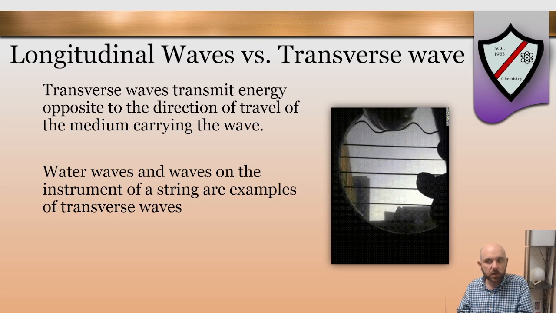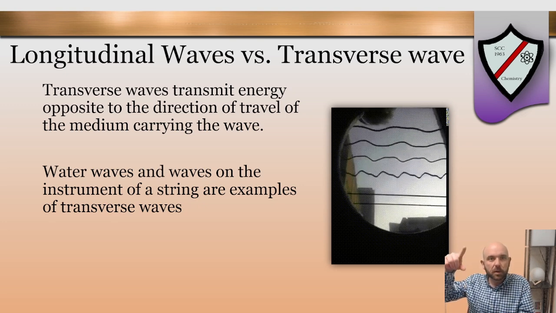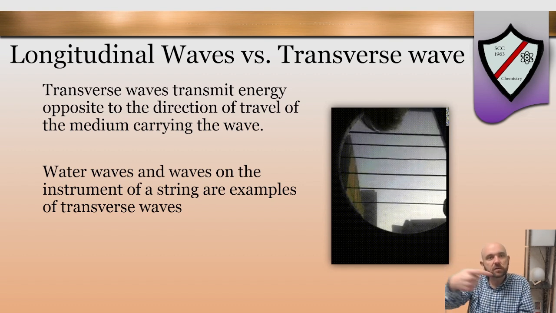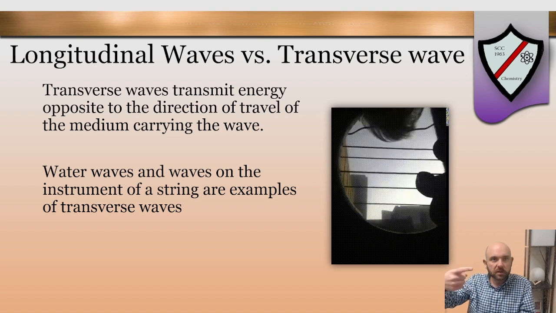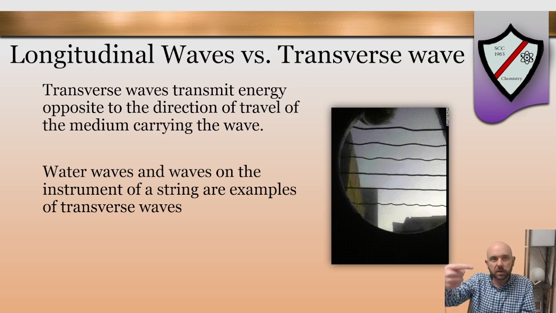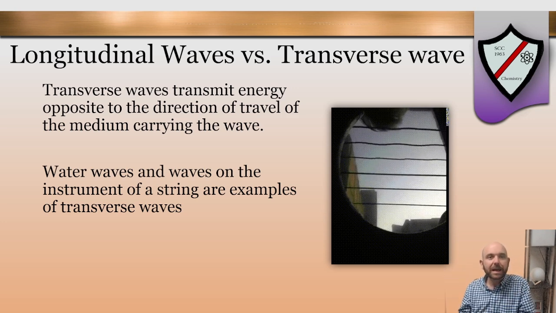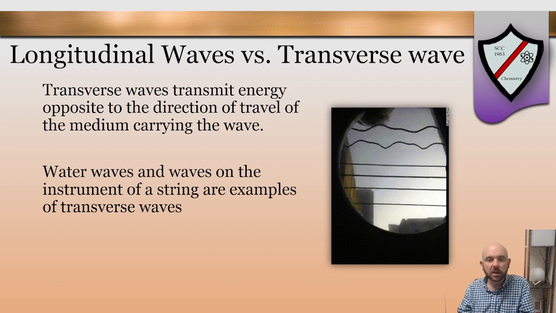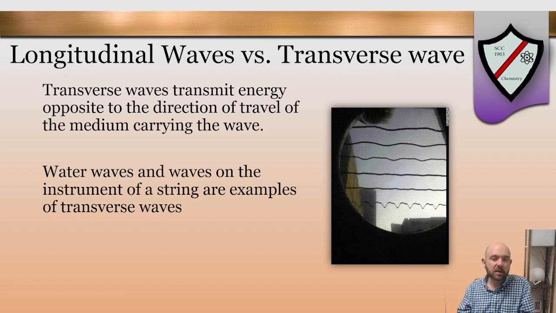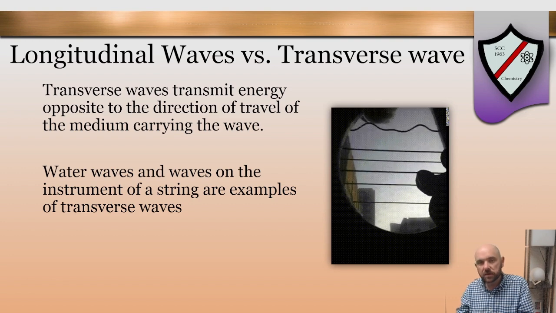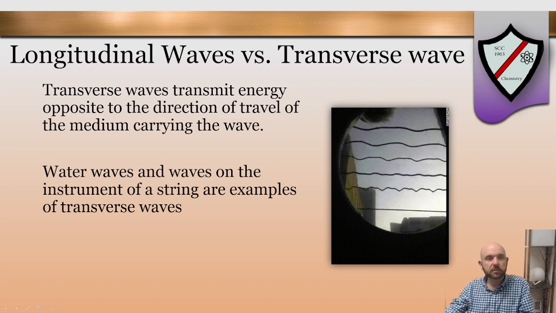In a transverse wave, like we see here, the matter itself moves up and down while the energy is actually moving from one end of the guitar string to the other. So the matter is moving up and down this way while the energy is moving back and forward across the string. The matter is moving perpendicular, at a 90-degree angle, to the direction of travel of the wave as it moves up and down the guitar string. Water waves and the instrument that you see here are great examples of transverse waves. We'll look at examples of longitudinal waves on the next slide and see how they are different from transverse waves.